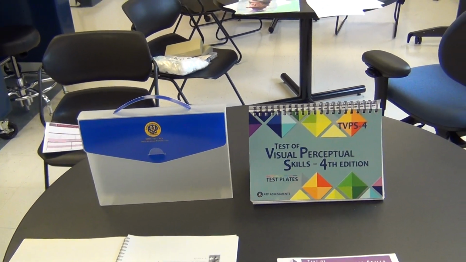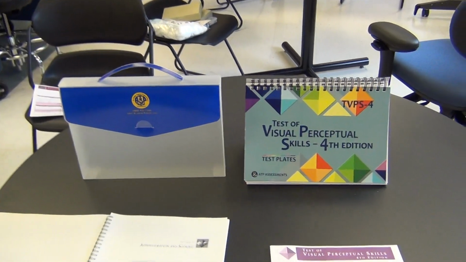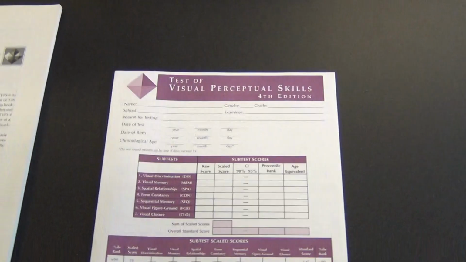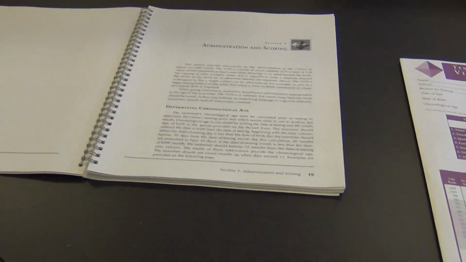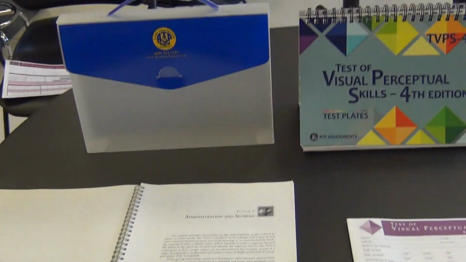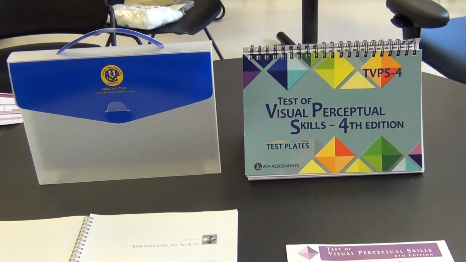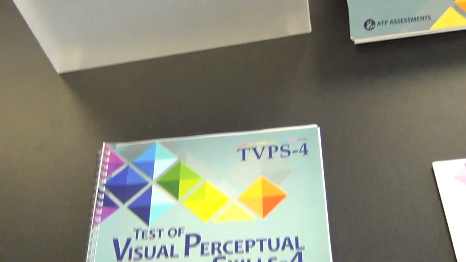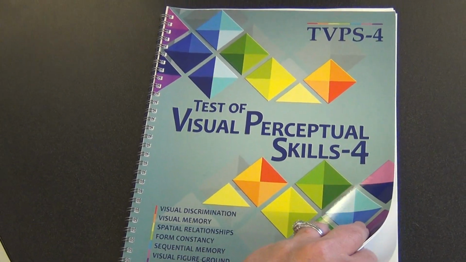The Test of Visual Perceptual Skills, 4th edition, comes in this plastic container with the manual, the testing plates, and some scoring sheets. This assessment is used for individuals 5 to 21 years old and takes approximately half an hour to administer. The manual has step-by-step instructions on how to administer this assessment.